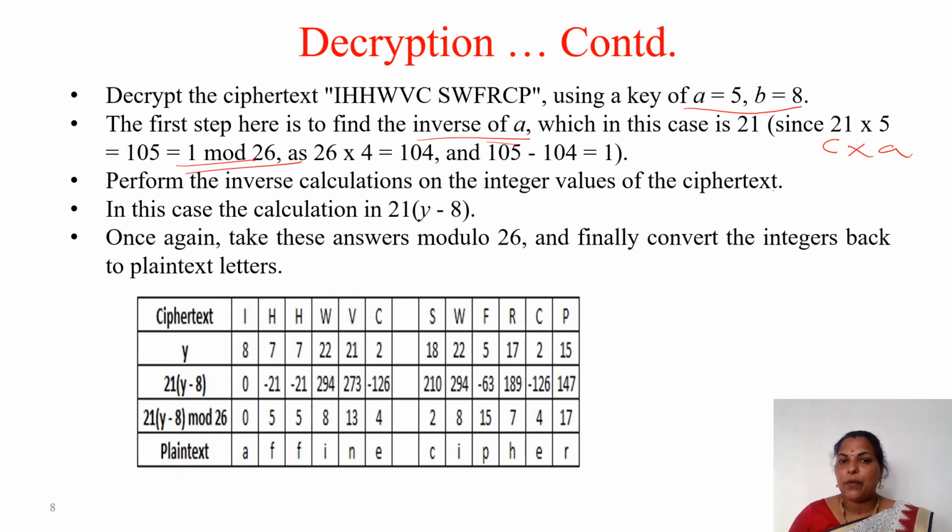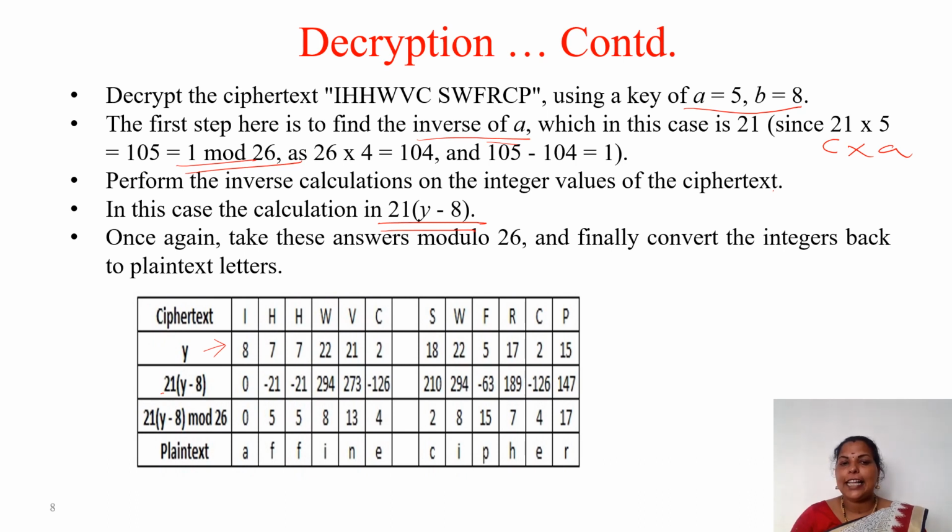So we are performing the inverse calculation on the integer values of the ciphertext. In this case the calculation we are doing is 21 into y minus 8. Then after performing the modulo operation, we have to map the integer to the corresponding alphabet, so that we get the plain text. Here the ciphertext is given. Then we write the corresponding integer representation of the ciphertext characters. Then we write c into y minus b, where c is the multiplicative inverse of a, the key, and I minus 8.